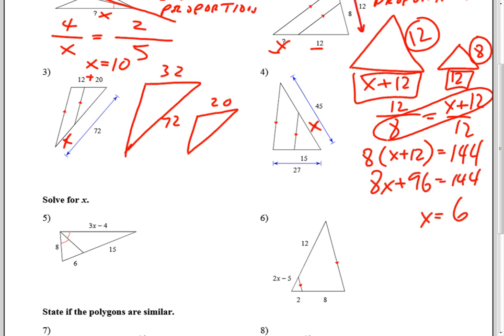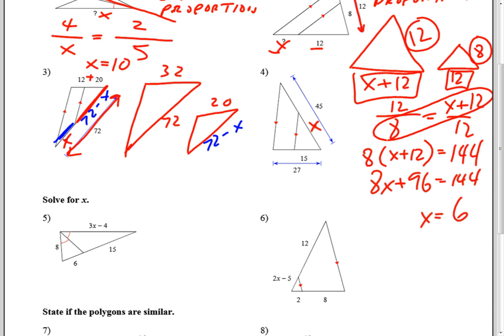This is definitely 72. I need this length right here. If the whole length is 72, and this portion is the x, how do I find the portion that's left? How do you do anything if you're trying to find what's left? Subtract. Over here, we were adding things together to get the side. To get that little side, I have to do a little bit of subtraction. That goes right here.